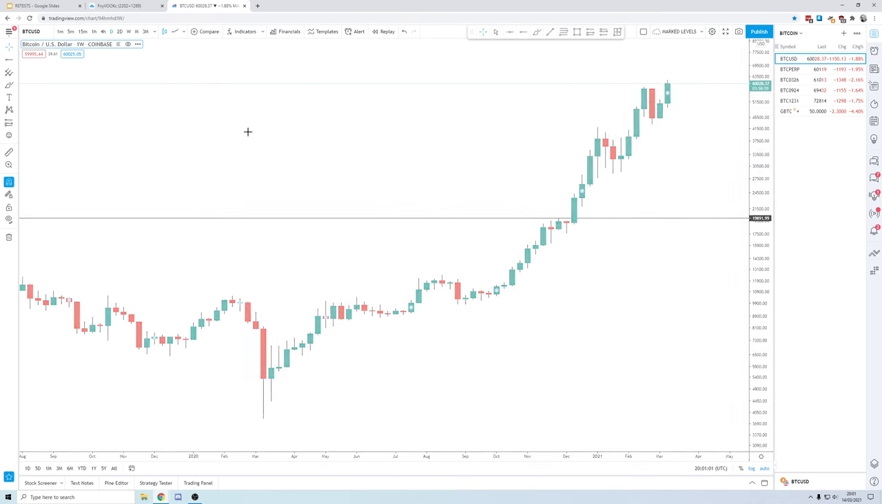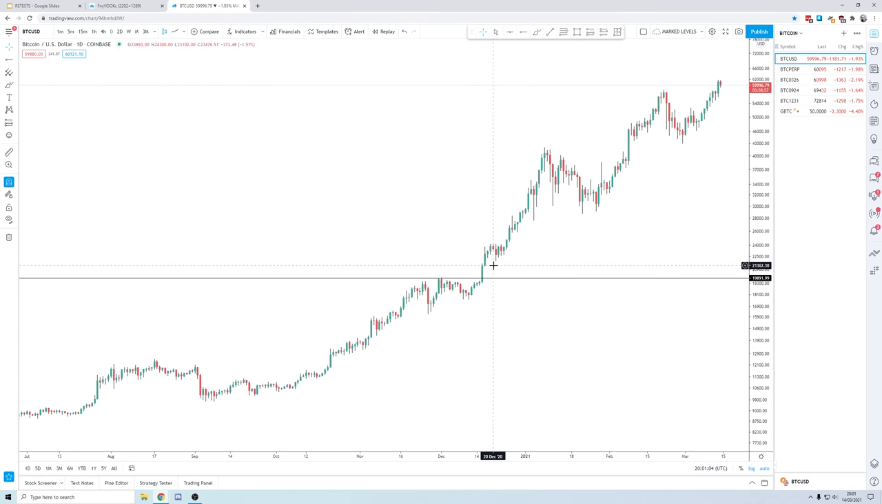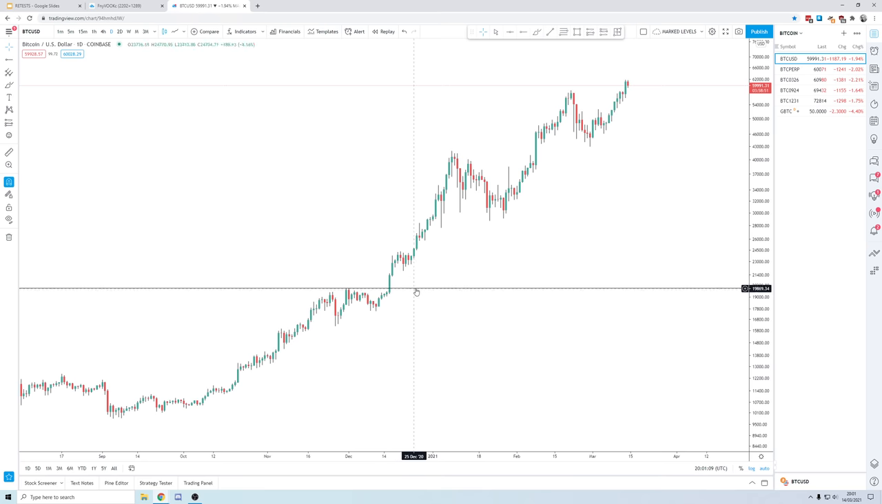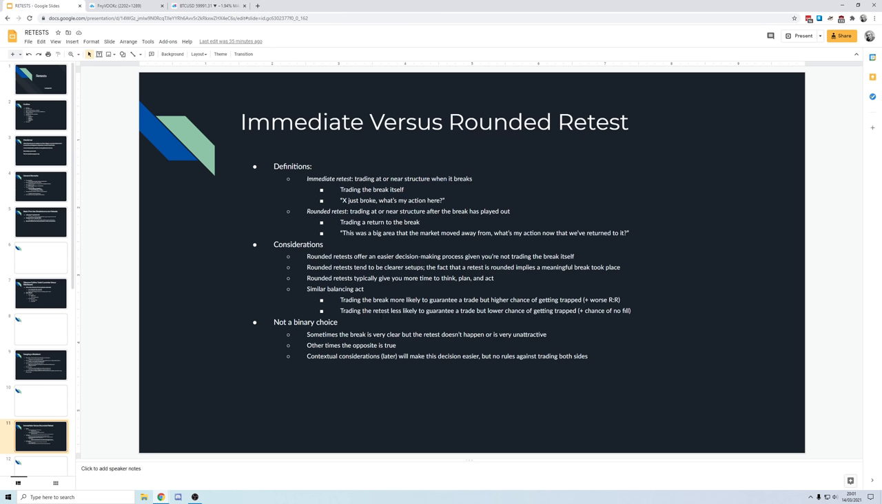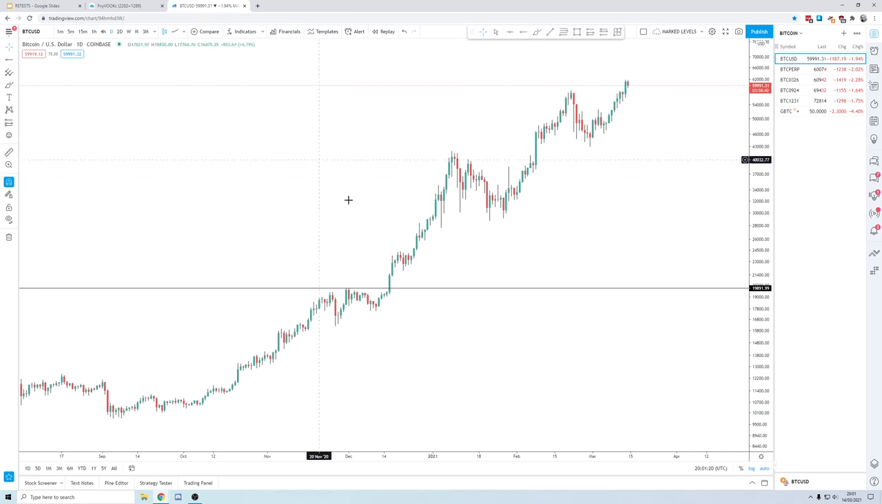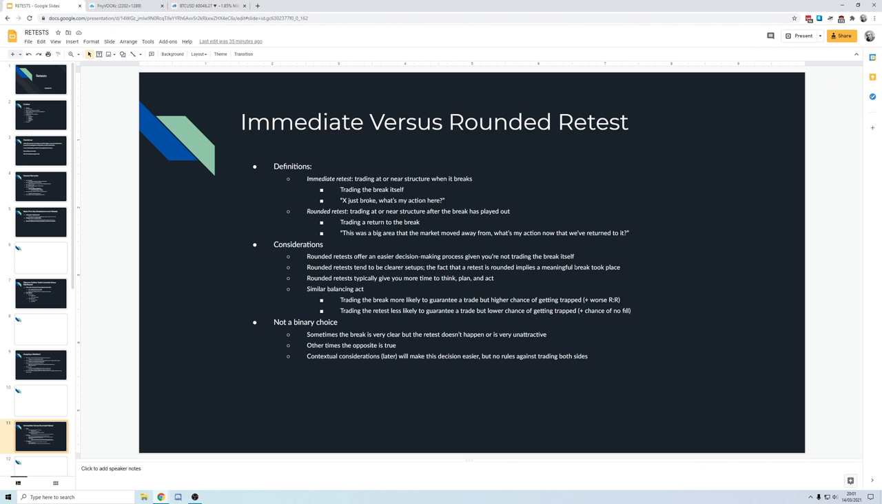You get a daily or even weekly close above, and your idea is, well, look, I don't want to sacrifice risk reward, so I'll wait for a pullback, then I'll get long into whatever. And as you can see, the market just didn't pull back to that. So trading the retest is less likely to guarantee a trade, obviously, if the market doesn't pull back, but lowers the chances of you getting trapped, right? You can still get trapped on rounded retests. It just takes longer and it generally is a bit more obvious and gives you more time to act rather than trading the break event itself. And of course, the extra downside is that same thing we discussed, the chance of no fill, right? The fact that you may leave an order, but the market doesn't come back to it.